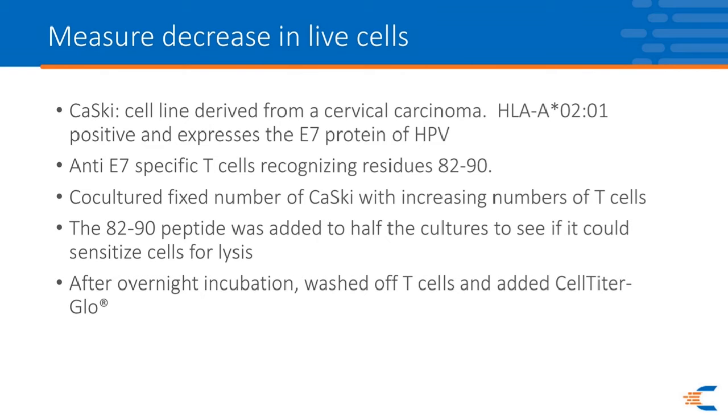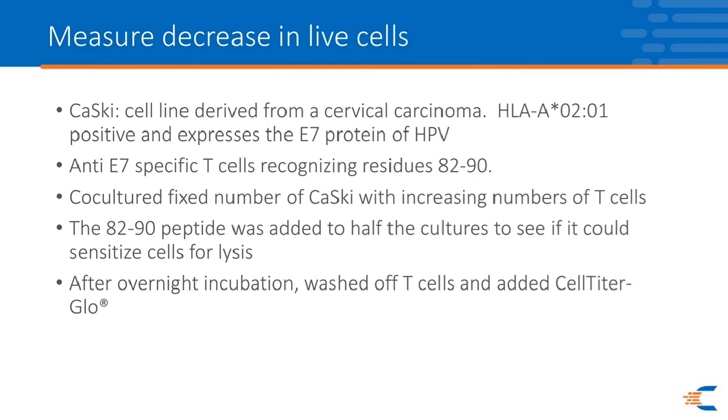We used the CaSki cell line, which is a cervical carcinoma that expresses HLA-A2, a very common HLA allele that many of our T cells are directed against. It also expresses the E7 protein of human papillomavirus. So this is kind of a nice target for us because it just so happens we have anti-E7 specific T cell lines. In the case of this experiment, we used one recognizing residues 82 to 90 of the E7 protein and co-cultured fixed numbers of the CaSki tumor cells with increasing numbers of our E7 specific T cells.